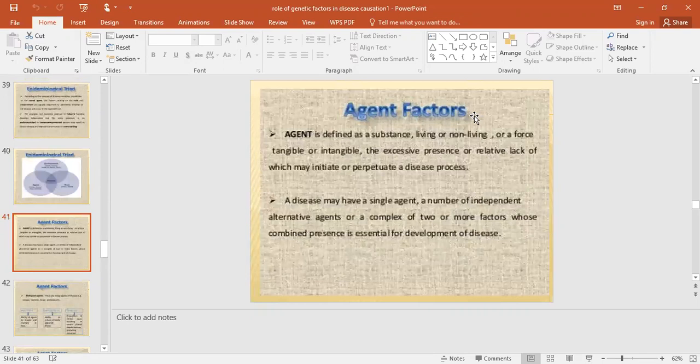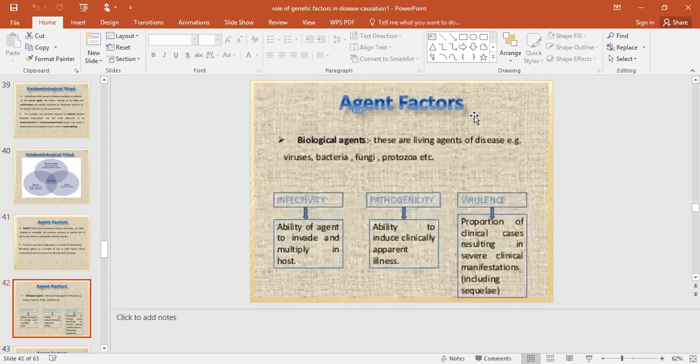Agent factors. An agent is defined as a substance, living or non-living, or a force, tangible or intangible, the excessive presence or relative lack of which may initiate or perpetuate the disease process. A disease may have a single agent, a number of independent alternative agents, or a complex of two or more factors whose combined presence is essential for development of disease.